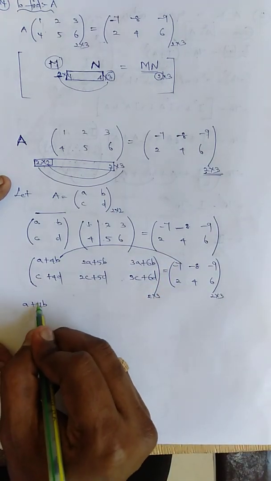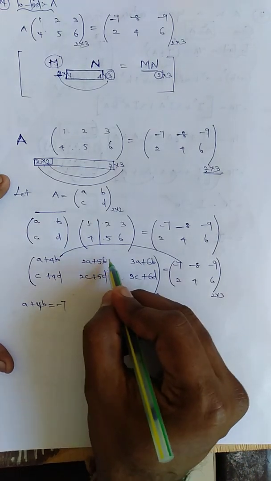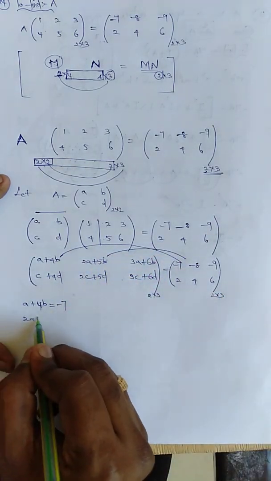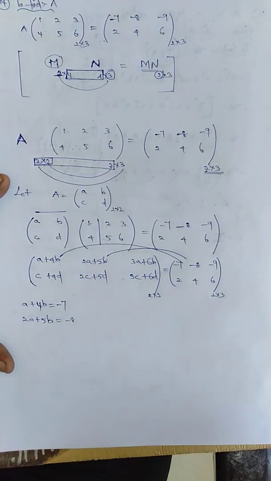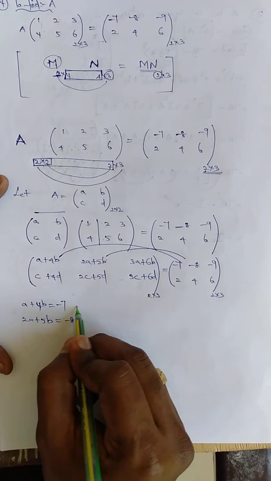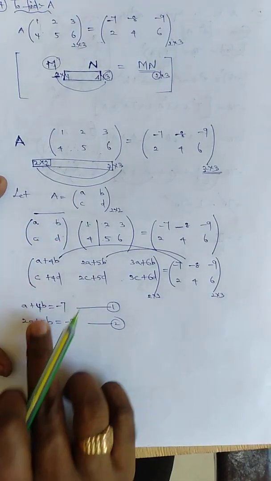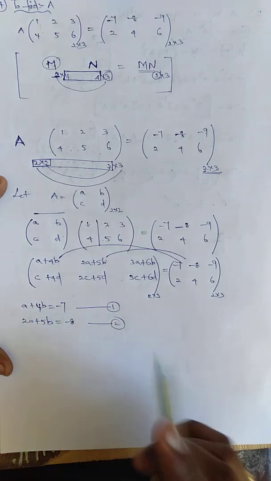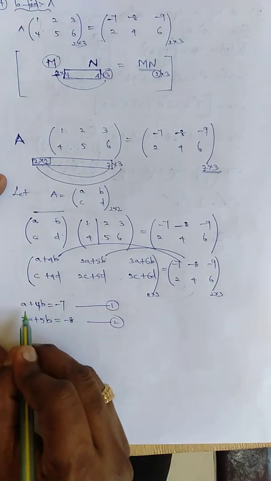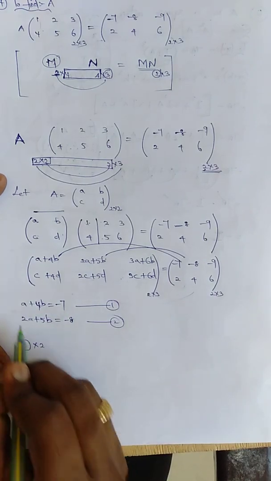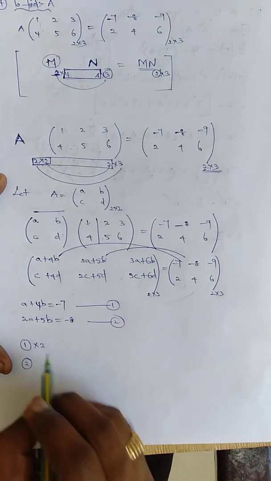a plus 4b is equal to minus 7. Next, 2a plus 5b is equal to minus 8. We can solve both equations. Keep these as equation 1 and equation 2, because we need to find a, b, c, d. If we solve them, we get a and b. For c and d, we will equate the other entries and find c and d. Equation 1 should be multiplied by 2, and equation 2 written as it is.